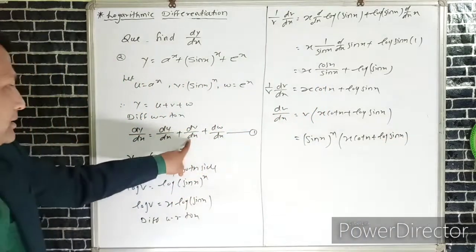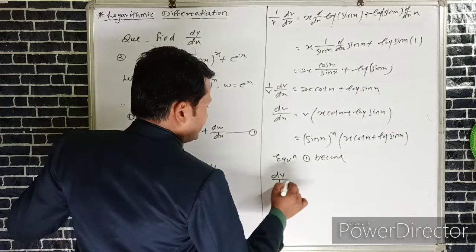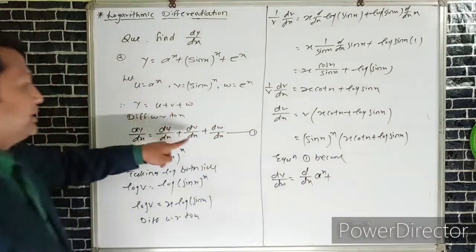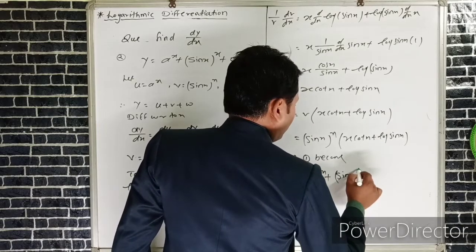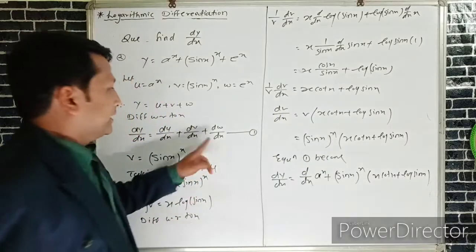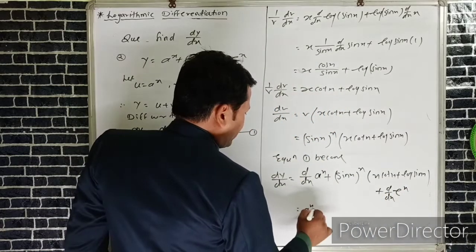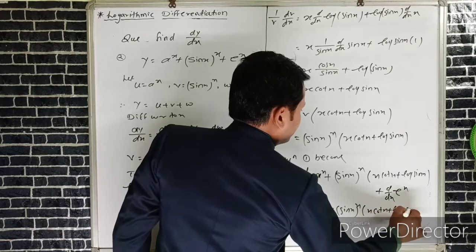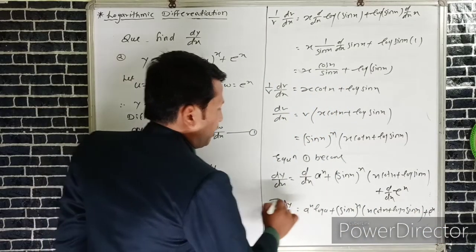If we put this value of dv upon dx, then equation 1 becomes dy upon dx is equal to du upon dx, where the value of u is a to the power x, plus dv upon dx, which is the derivative of the given function, sin of x raised to the power x into x cot x plus log of sin x. After that, dw by dx is the derivative of e to the power x. We know that the derivative of a to the power x is a to the power x into log a, plus sin of x raised to the power x into x cot x plus log of sin x, plus the derivative of e to the power x, which is the required derivative of y, dy upon dx.